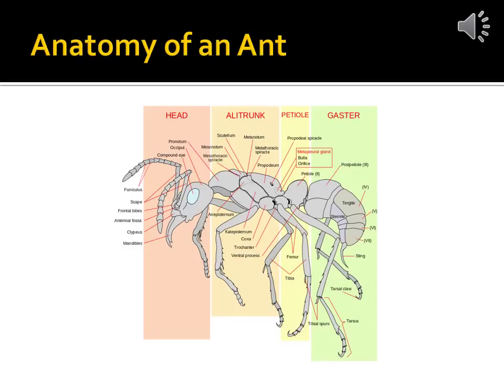Moving on to the anatomy of an ant. As you can see, the body of an ant is mainly divided into three regions: the head, the trunk, and the tail. All the legs are connected to the trunk of the ant, which is also known as the thorax.